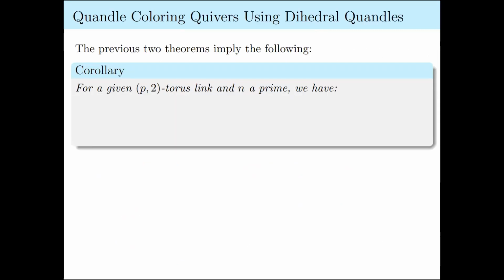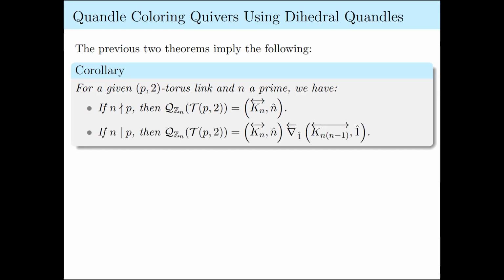This leads to two corollaries. For a given T(p,2) torus link and n prime, we have that if n does not divide P, then our full quiver is a complete graph on n vertices with a constant weight function of n. If n does divide P, then our full quiver is the join of two components. One, the complete graph on n vertices with a constant weight function of n. The other, a complete graph on n times (n minus 1) vertices with a constant weight function of 1. In this case, our joining also has a constant weight function of 1.